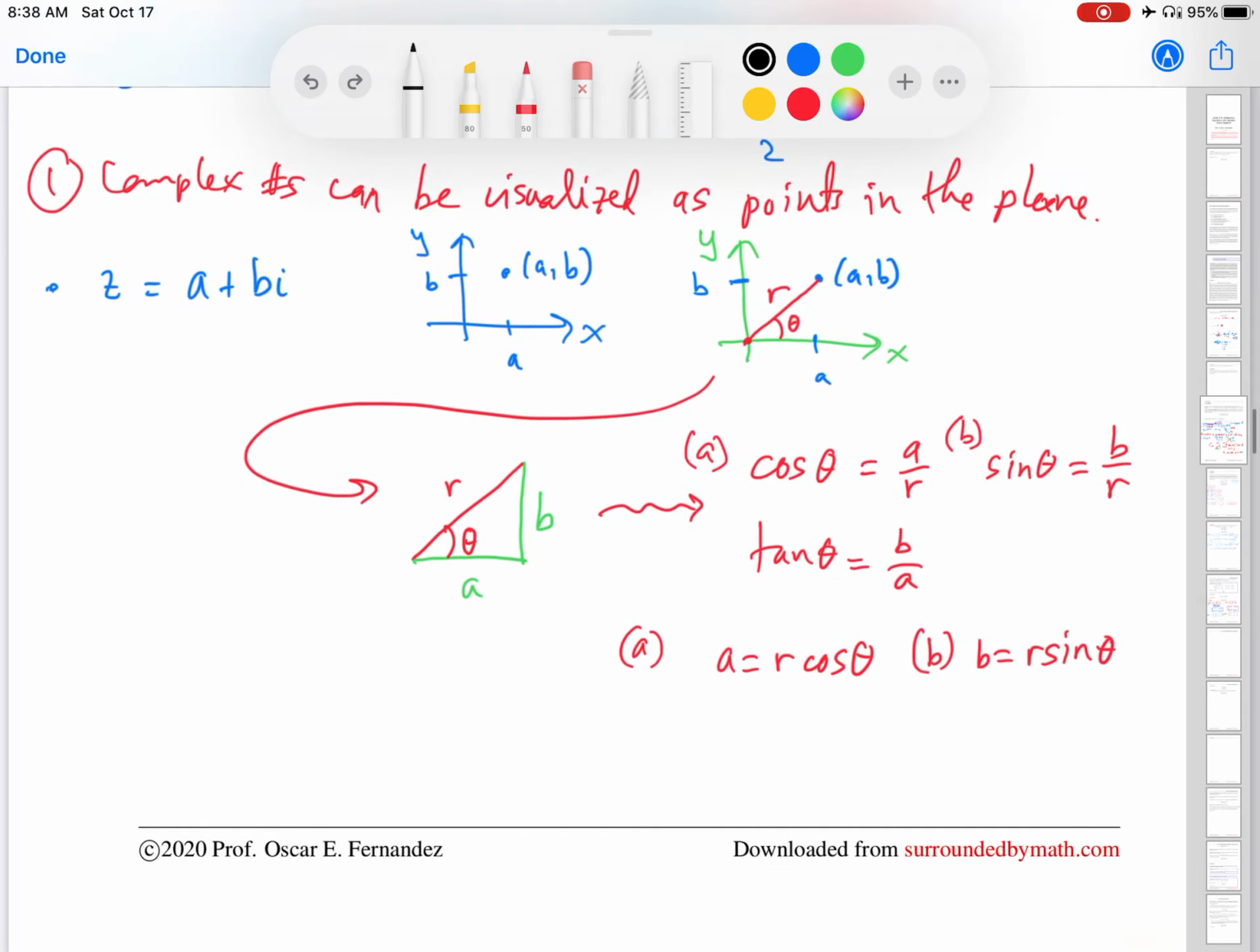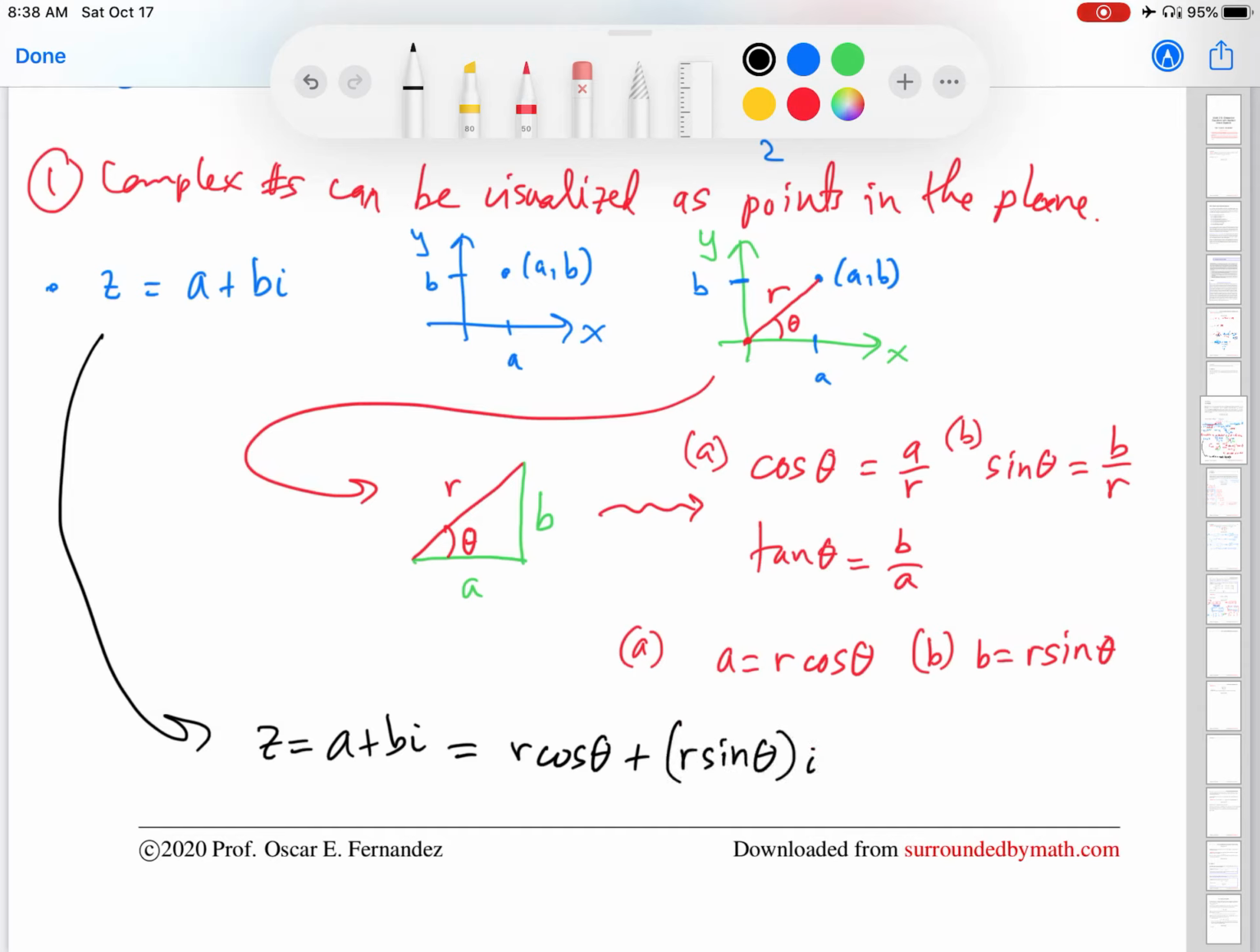So what I'm going to do is go back to this Z here, and say Z equals A plus Bi. I'm going to substitute in the A, which is R cosine theta. I'm going to substitute in the B, R sine theta, times i. And then I'm going to notice that both of these have an R, so I'm going to factor that out, and be left with cosine theta plus i sine theta. Okay, so far so good.